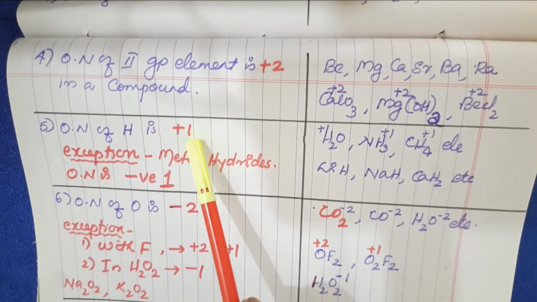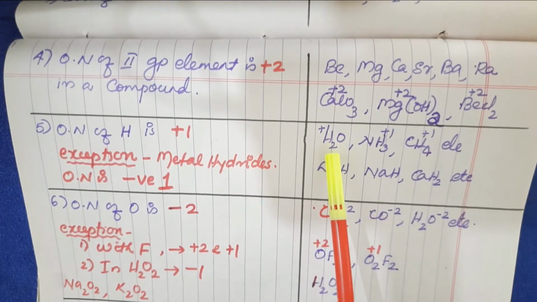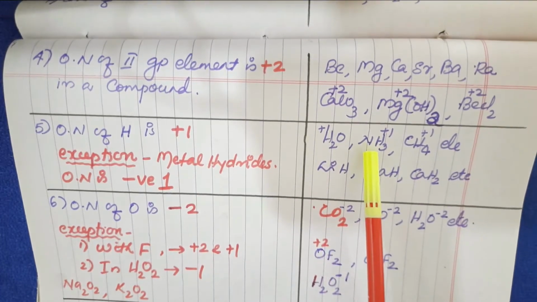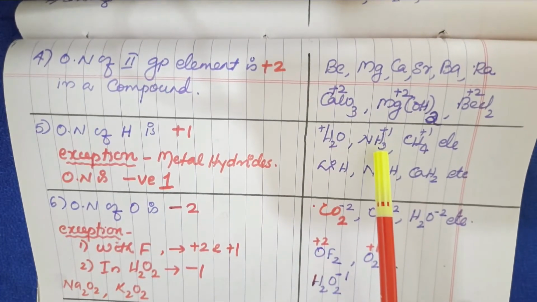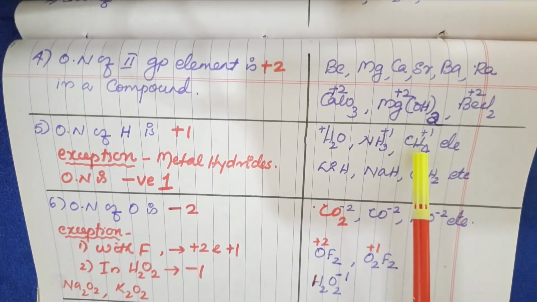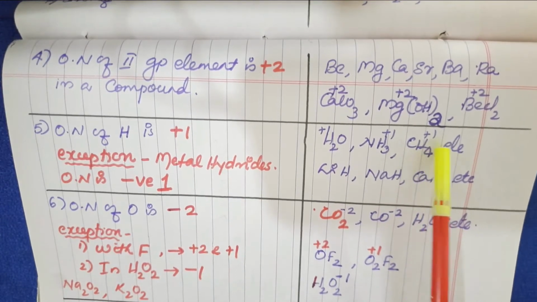Then the fifth rule is oxidation number of hydrogen is +1. It is the general case. You can see the examples here. In the case of water, hydrogen has an oxidation number +1. In the case of ammonia, there also hydrogen has an oxidation number +1. Here I wrote some of the examples only. In the case of CH4, oxidation number of hydrogen is +1.